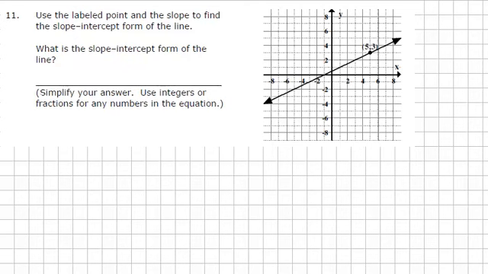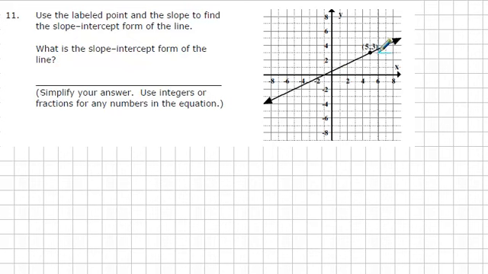Use the labeled point and the slope to find the slope-intercept form of the line. We can see that the labeled point is 5, 3, but the slope of the line is not given. So what we'll need to do is to find another point on the line and then determine the rise and run that are needed to go from one point to the other.